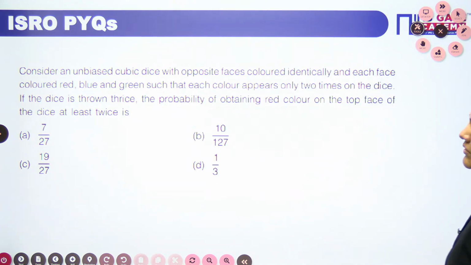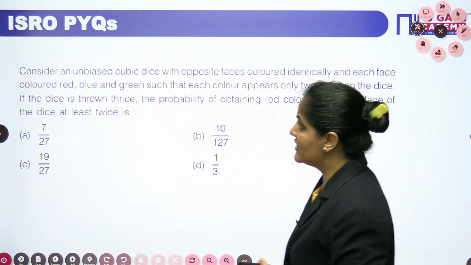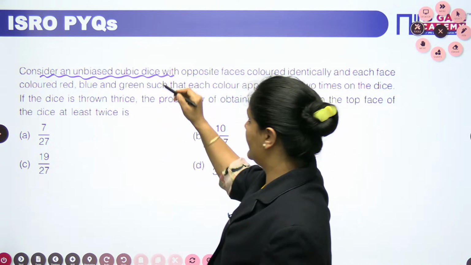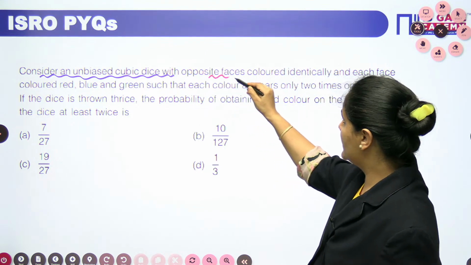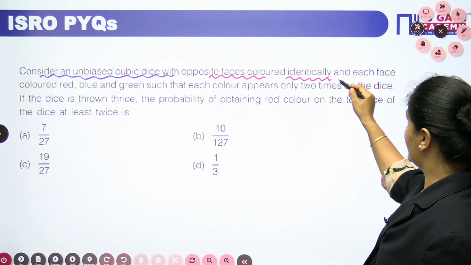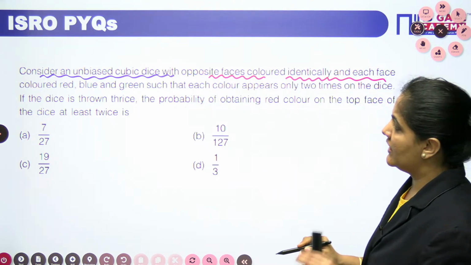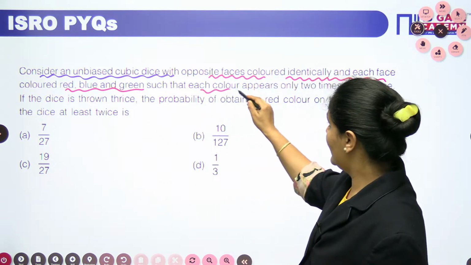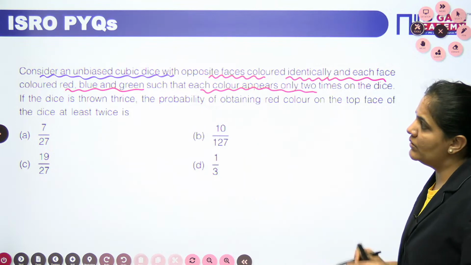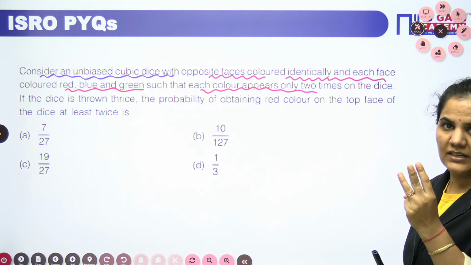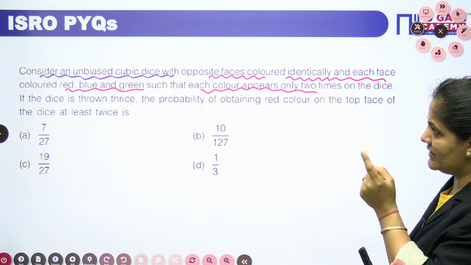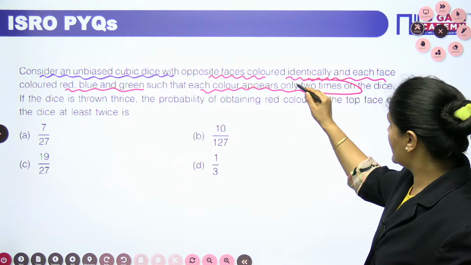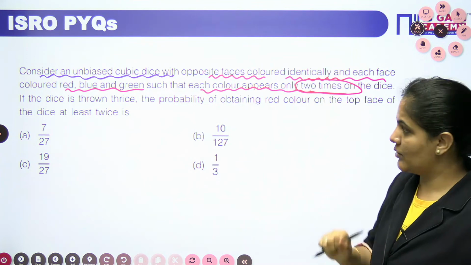This is again a question from probability. Let's read out the question. Consider an unbiased cubic dice, with opposite faces colored identically and each face colored red, blue or green, such that each color appears only 2 times on the dice. We are having three colors, red, blue and green. Among that each color comes only 2 times on the dice.